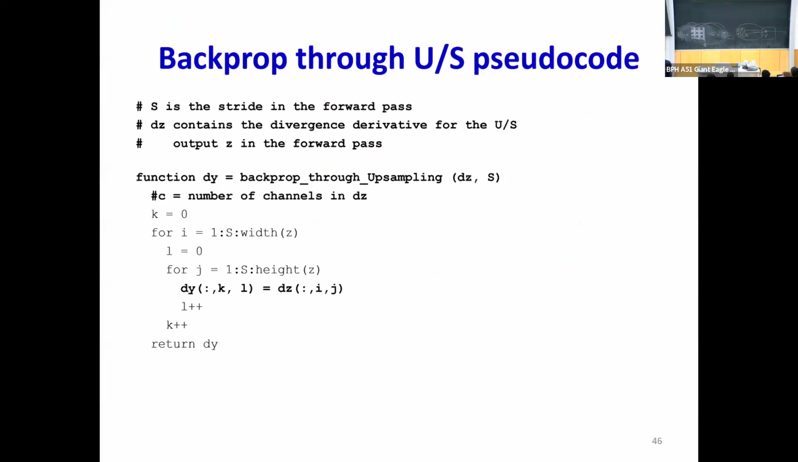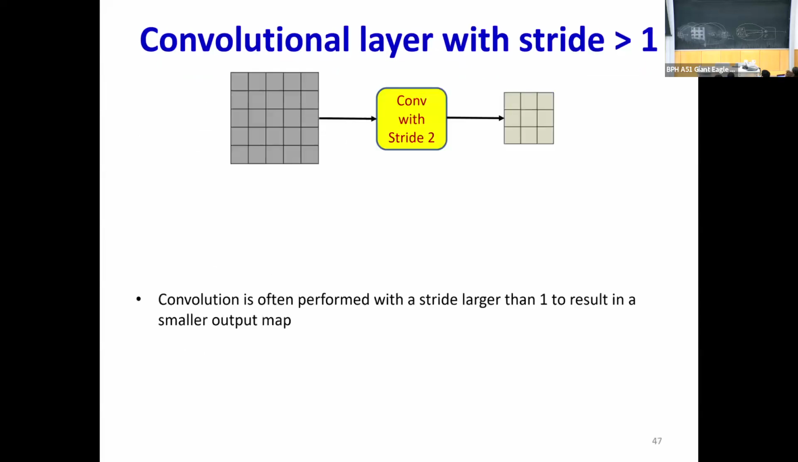But otherwise, the concept is simple. When you're downsampling, when you go forward, you're just dropping every s minus 1 of every s rows and columns. When you're going backwards, you just introduce s minus 1 rows of zeros and s minus 1 columns of zeros between every adjacent pair of derivatives. And similarly, when you're upsampling, you introduce zeros going forward, and when you're performing backprop, you just drop those guys. So backpropagation through these resampling layers is really very easy, right?